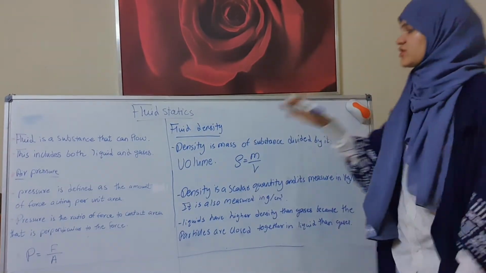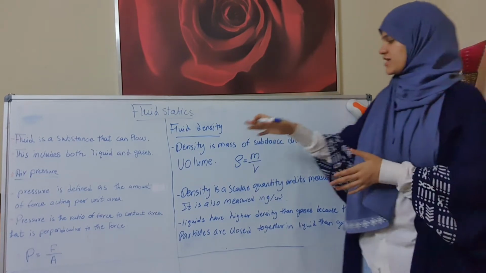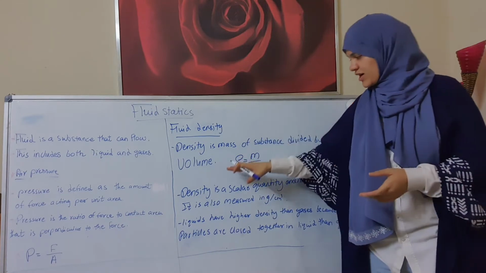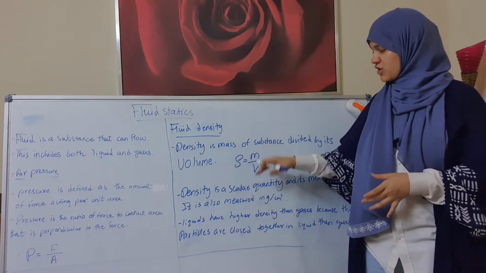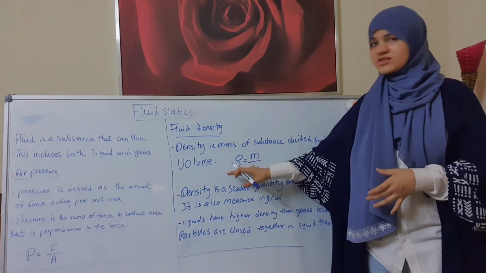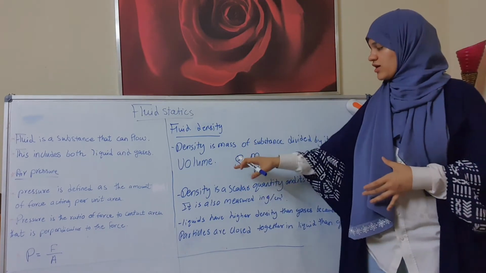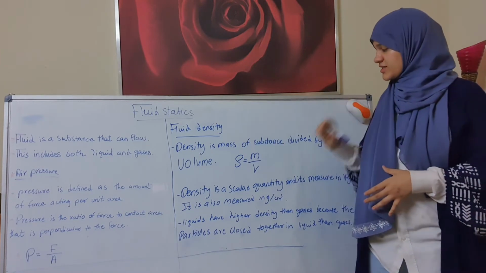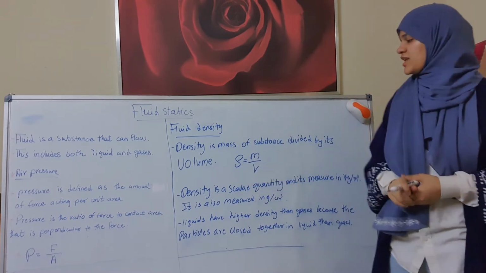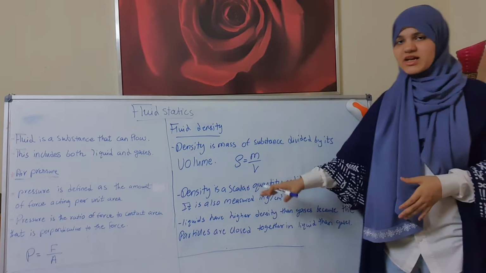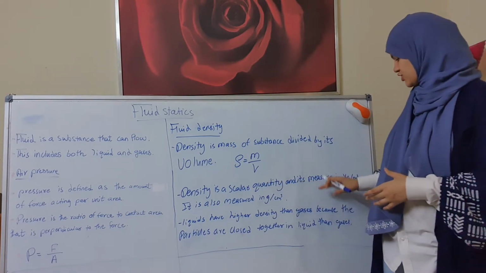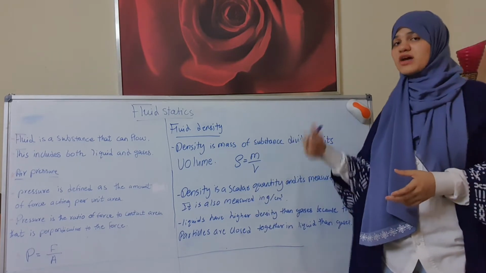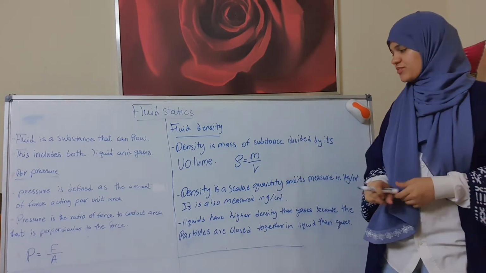Now let's continue with fluid density. First of all, density is the mass of a substance divided by its volume. That means, by symbol, rho is equal to mass over volume, where density is the Greek letter rho, mass is the small letter m, and the symbol for volume is V. Density is a scalar quantity, and it's measured in kilogram per meter cube. It's also measured in gram per centimeter cube.